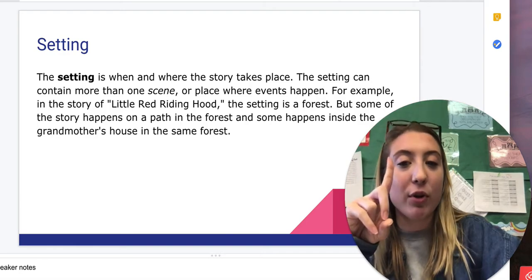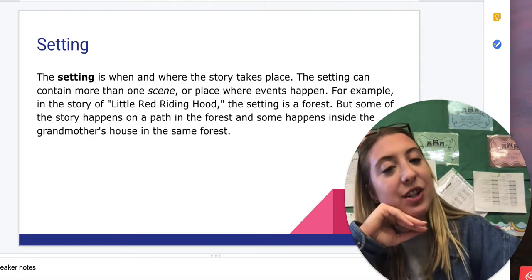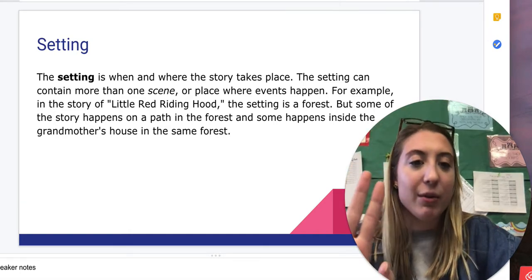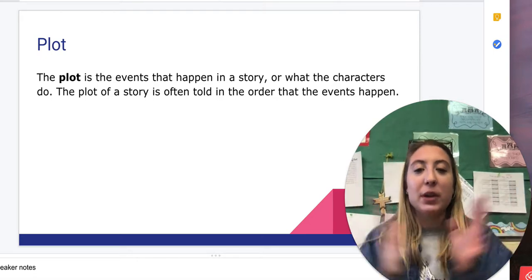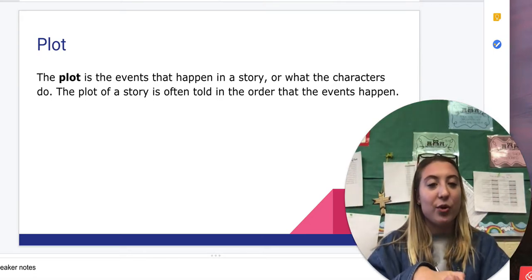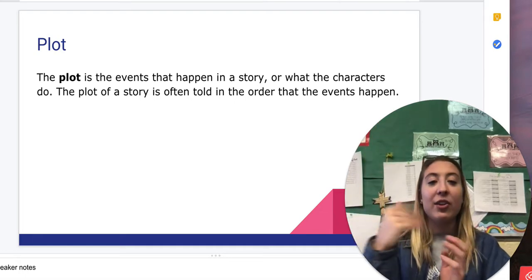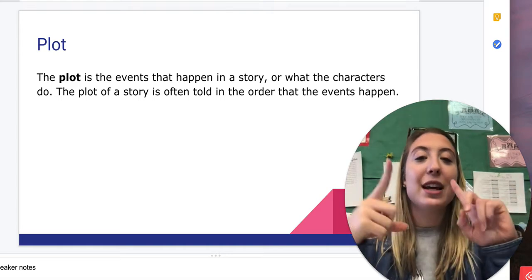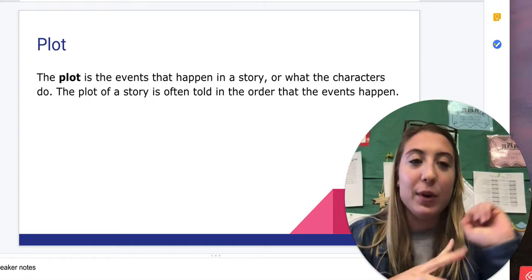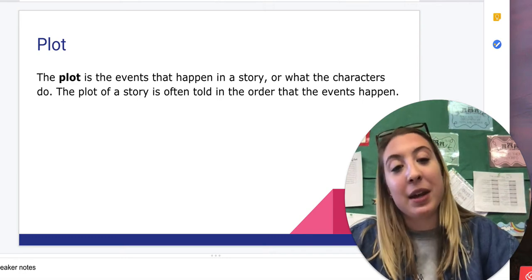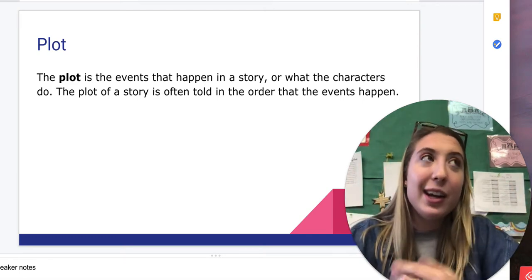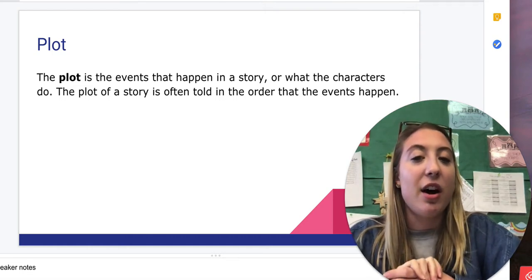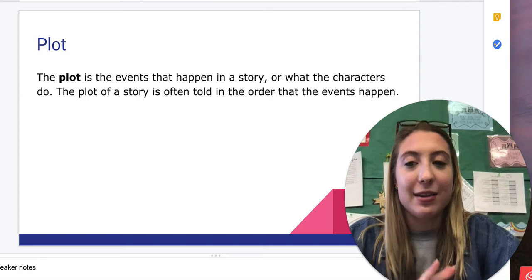Remember, it can be more than one because our story isn't just going to be at one place all the time. But sometimes stories do stay in one place the whole time. Our plot is the events that happen in the story. So it happens in the beginning, in the middle, in the end. When we tell the plot, we tell it in the order that events happen, because if we tell what happens at the end, and then the beginning, and then the middle, it's going to confuse the people that we're talking to. So our plot is the order of events, what happens in the story.